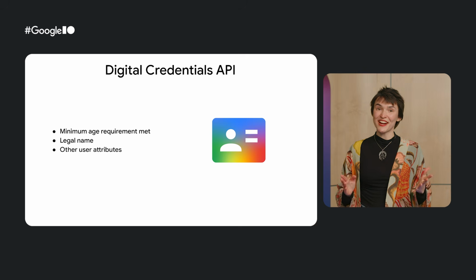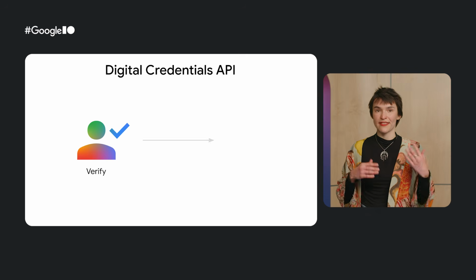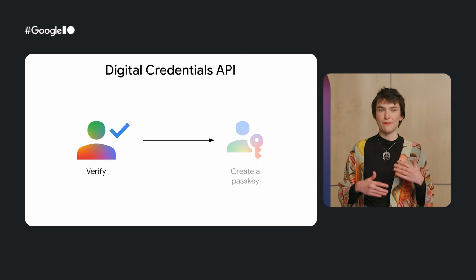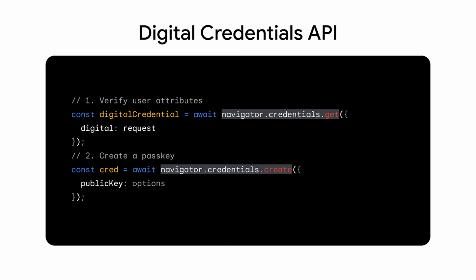Remember the federate and then upgrade pattern? Following a similar logic here, after you verify the user data, you can then prompt your user to create a passkey for the subsequent sign-ins. This translates into 2 API calls on your site. First, call get to verify the user attributes with the Digital Credentials API, and then call create to suggest the user to create a passkey.